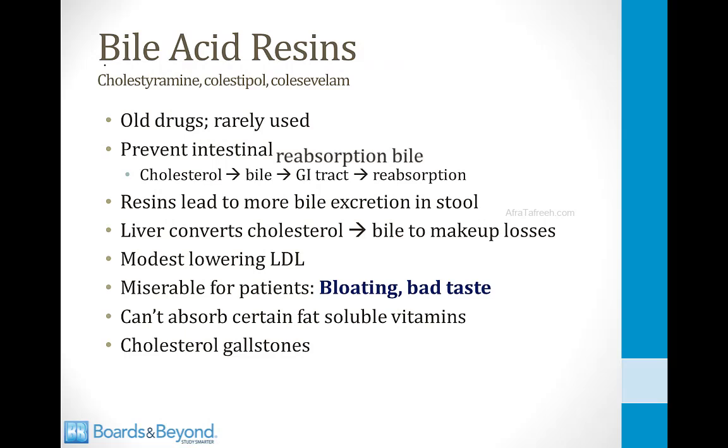The next class of drugs are the bile acid resins. These are drugs like cholestyramine and colesevelam. These are really historical drugs. They're not used much anymore. They prevent the intestinal reabsorption of bile.